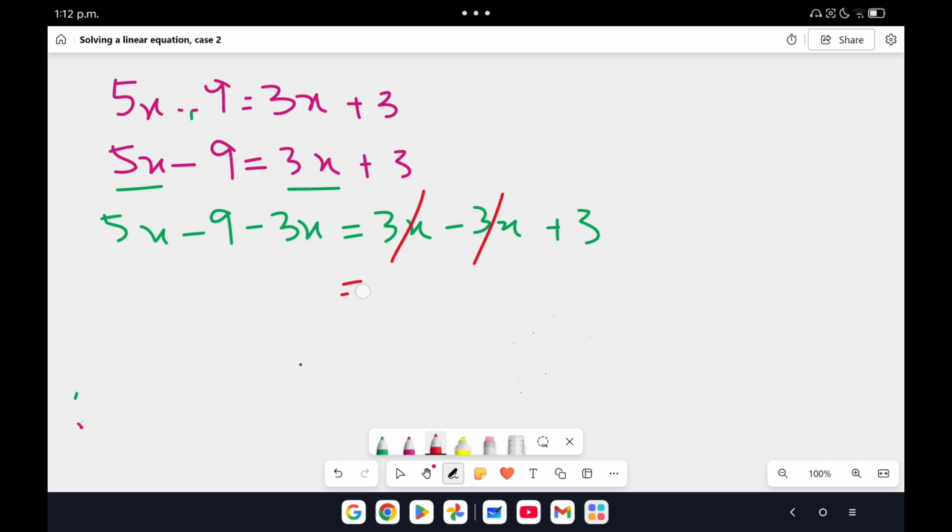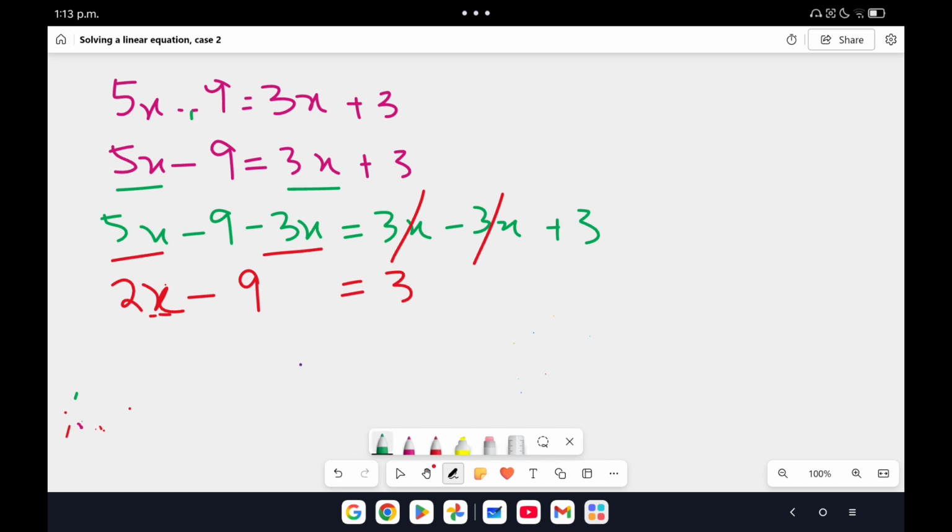So now at the right hand side I'm only left with a constant, which is 3, and at the left hand side you can see that 5x and 3x are like terms, so we'll simplify them. This would give me 2x minus 9 equals 3. Now we again have a linear equation, but this time there is only one x present. So now our task is to cancel the constant.